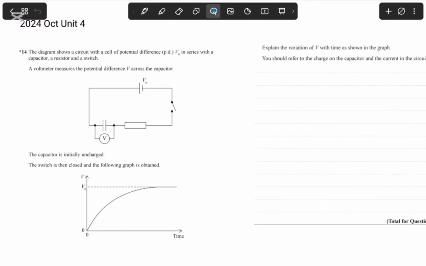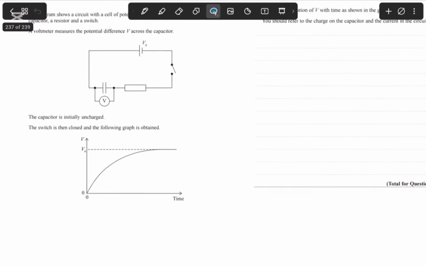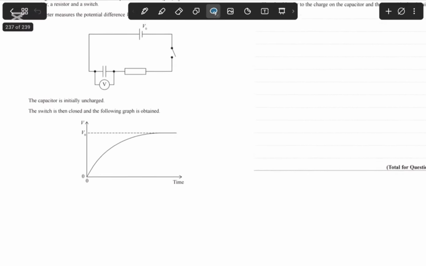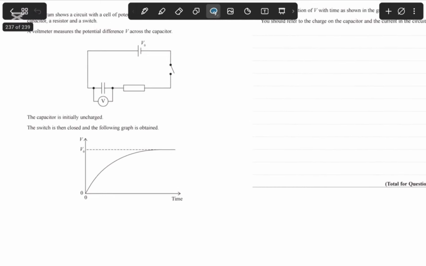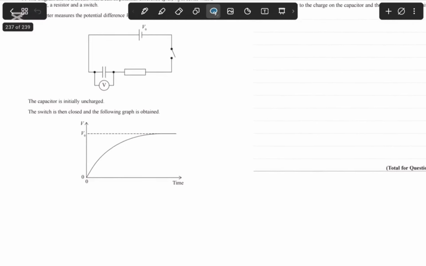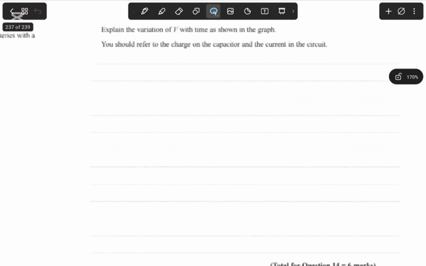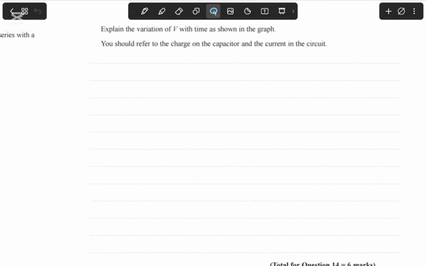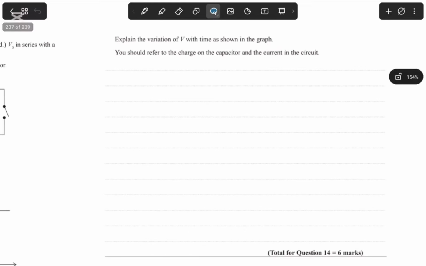So it says the diagram shows a circuit with the cell of potential difference V0 in series with a capacitor, resistor, and switch. And we have a voltmeter which measures the potential difference across the capacitor, and then it says the capacitor is initially uncharged, and then you close the switch and the capacitor charges. Basically, this is a charging circuit that we have got here, and then we've got a charging graph that we get, and then we get to the question which says explain the variation of V with time as shown in the graph. You should refer to the charge on the capacitor and the current in the circuit.